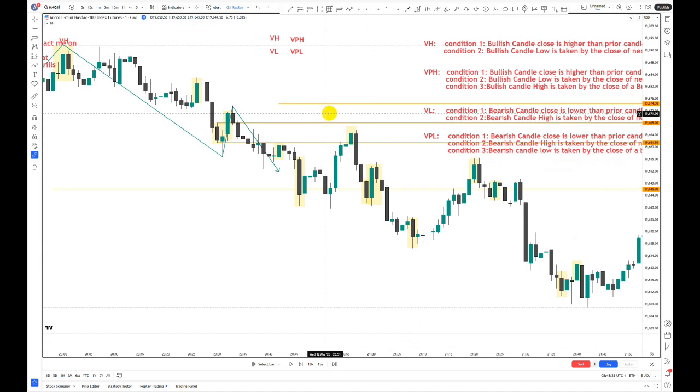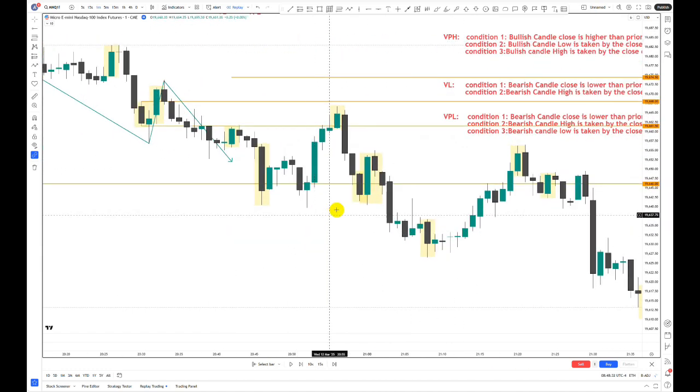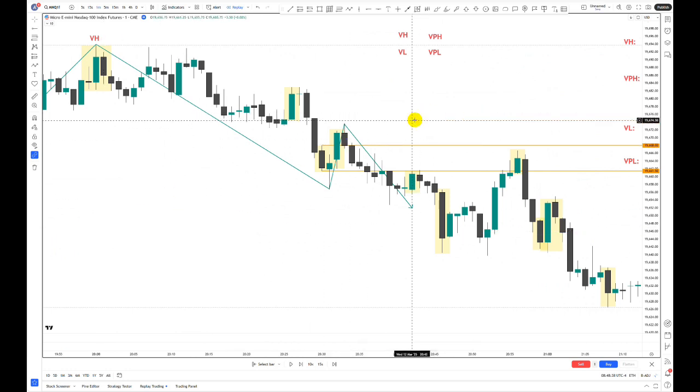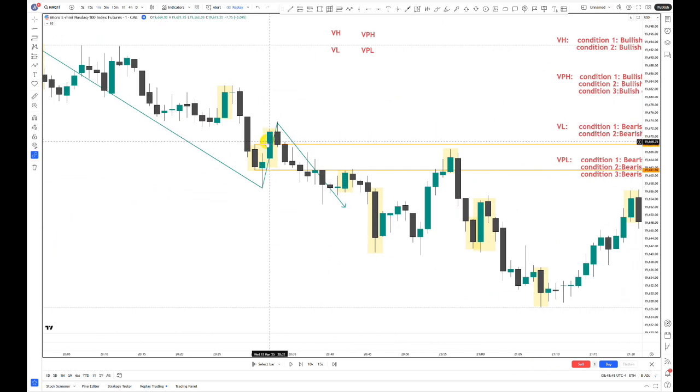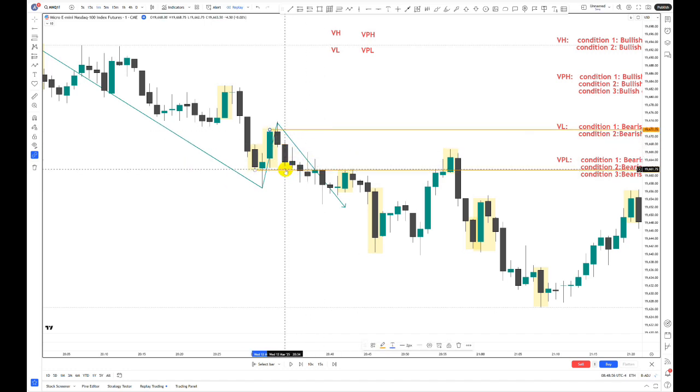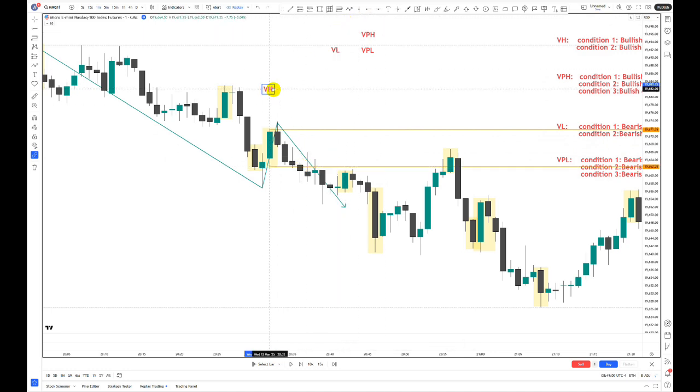So now these are the conditions I have written here. Let's just continue till this part is over. Let me erase this one so as not to have confusion. Now this is our last closing candle. Then we have this candle's low taken by the close of this candle. This is our last valid high, and this one was the valid low.